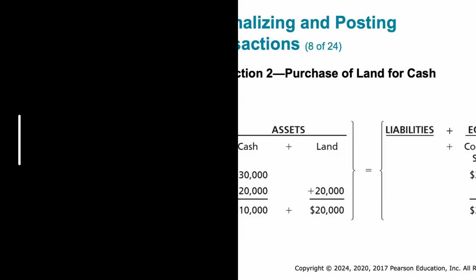We didn't need to change equity or liabilities because nothing changed hands as far as that. We didn't receive revenues. We didn't give out dividends. We didn't take on accounts payable or notes payable. None of those things happened. All we did was change what our assets consist of. Instead of having $30,000 in cash, we now have $20,000 in land and $10,000 in cash.